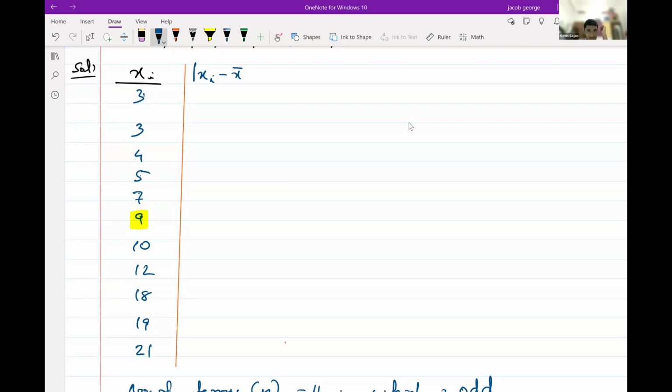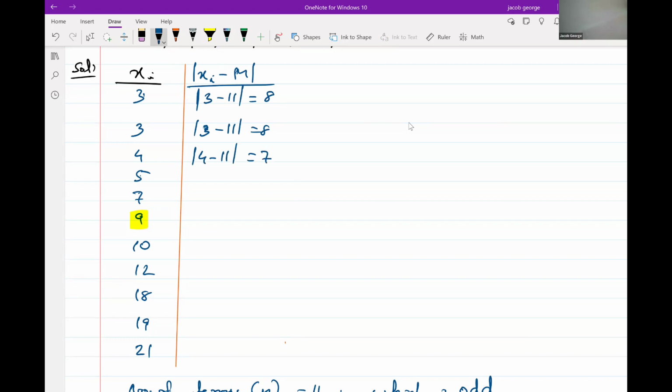Xi minus m, right, sir? Sorry, m, capital M. Modulus xi minus capital M. Not x bar, capital M. Okay, that is the first one, modulus 3 minus 11. Like that, each one you please calculate. Modulus 3 minus 11 is 8. Again, modulus 3 minus 11, 8. Modulus 4 minus 11, that is 7. Modulus 5 minus 11 is equal to 6. Modulus 7 minus 11 equal to 4.